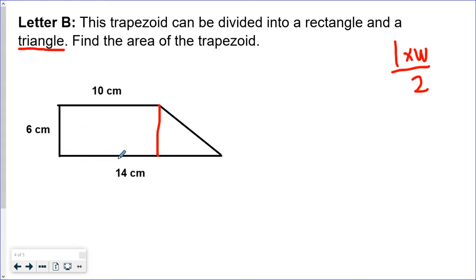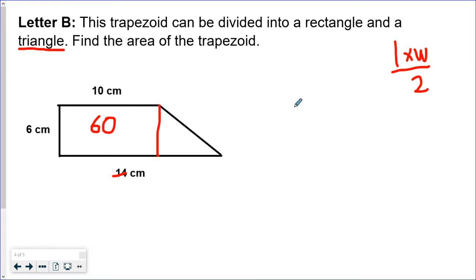I'm not going to use 14 because 14 goes all the way across. I don't want that. So I'm not going to use 14 to help me figure out the area of this rectangle. I'm going to take 6 times 10. So the rectangle right now is 60. But now I've got to find the area of this triangle.